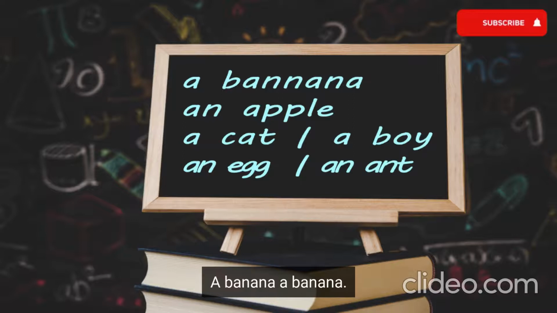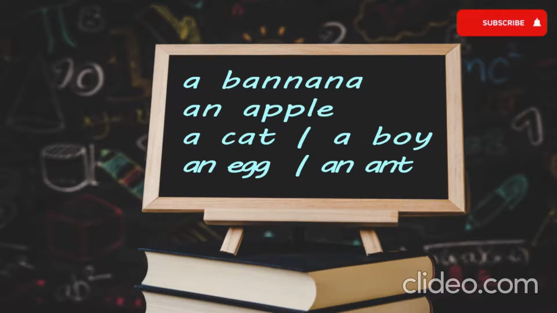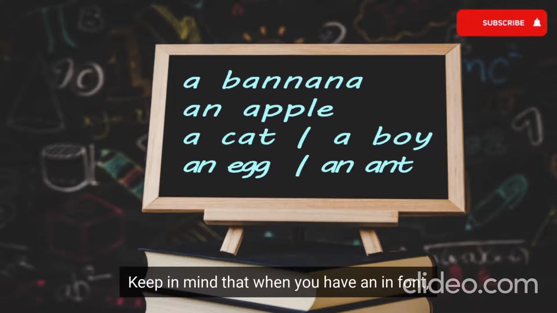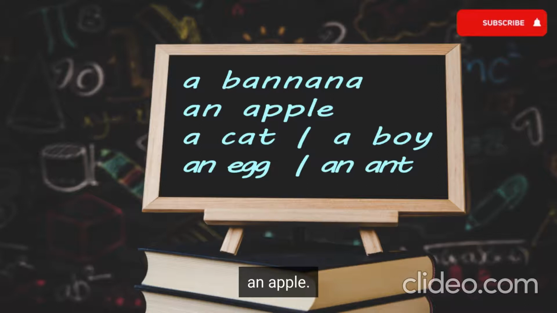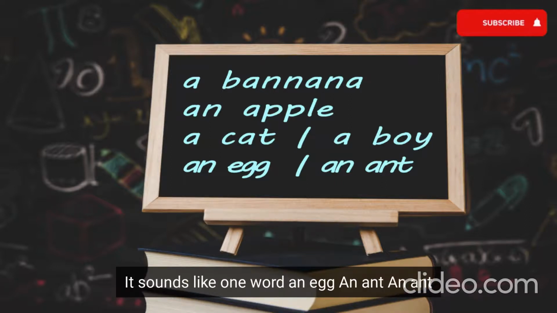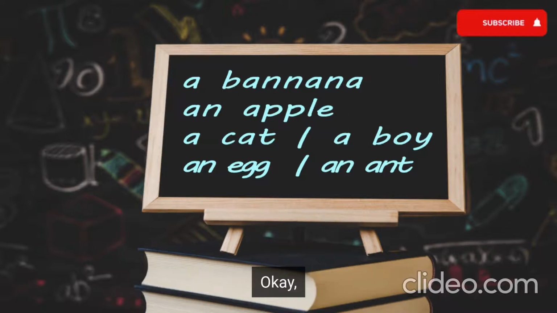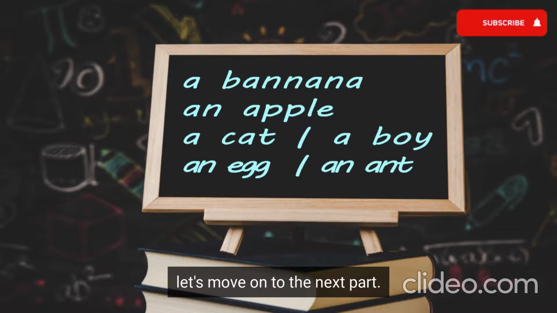Now, let's go through these words together. A banana. An apple. Keep in mind that when you have an in front, it has to sound almost like one word. An apple. A cat. A boy. An egg. Again, it sounds like one word. An ant. Okay, let's move on to the next part.